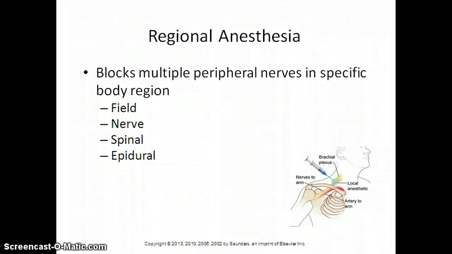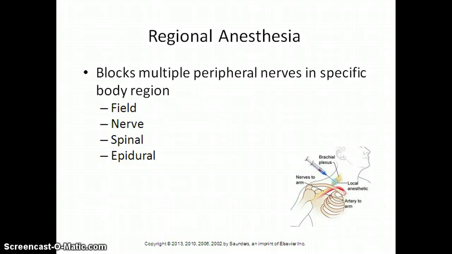However, it will block several nerves in a specific body region. It may be used when general anesthesia is not because of medical problems. So your patients with many comorbidities may have to look at regional anesthesia. Typically, it is very good for pain control in the postoperative period because the regional anesthetics typically last anywhere from 12 to 18 hours. So it does have very good pain management after surgery.